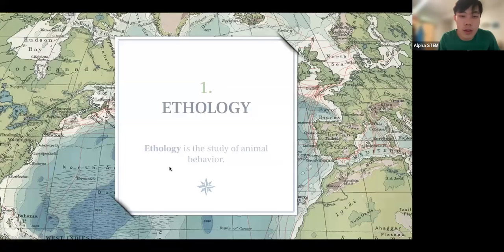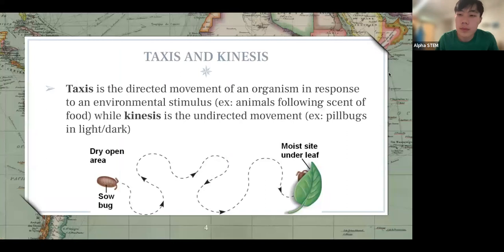And as a sub part of ecology, often included is ethology. So ethology is the study of animal behavior specifically and how animals make choices based on their environment.